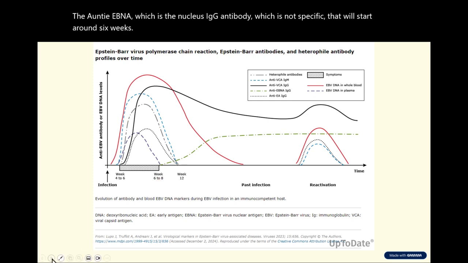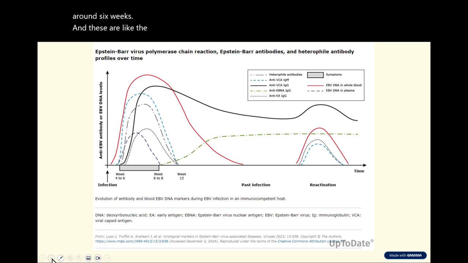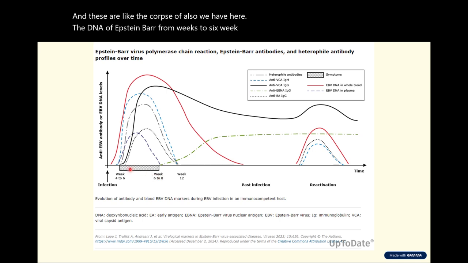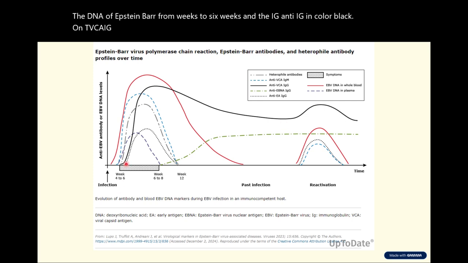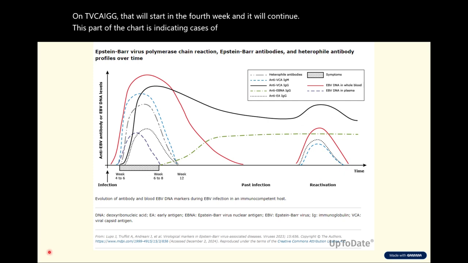And these are the curves, also we have here the DNA of Epstein-Barr from 4 weeks to 6 weeks, and the anti-VCA IgG in color black. That will start on the 4th week and it will continue. This part of the chart is indicating cases of reactivation of Epstein-Barr, which occurs usually in immunocompromised patients.